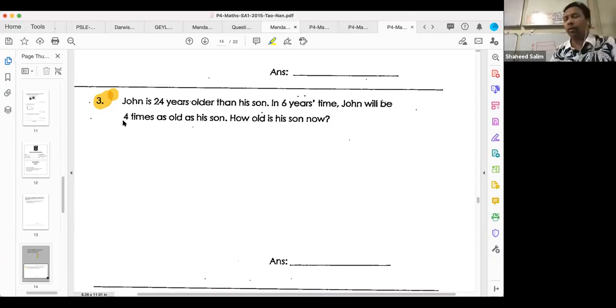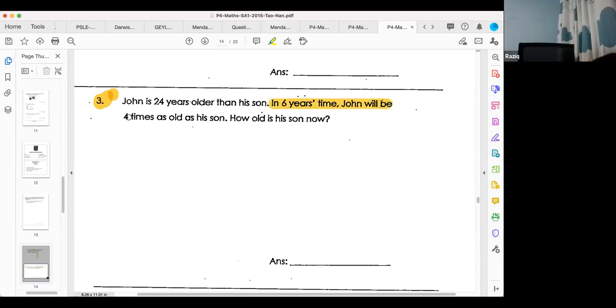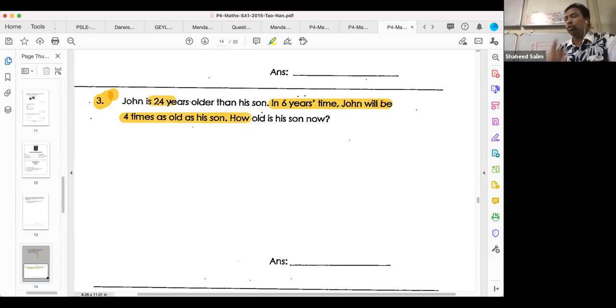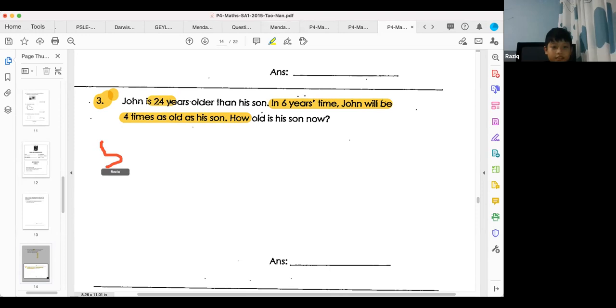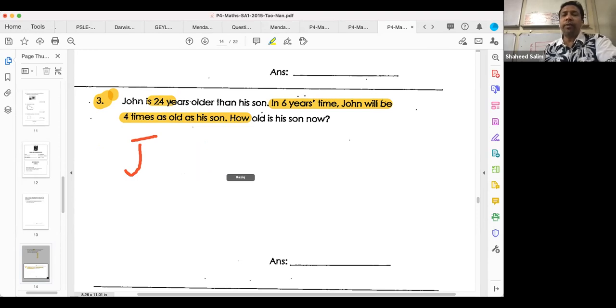You've got to figure out in this question how. You've got to draw the model. Draw the model for 6 years' time first. And then after that, you draw the model. And then 24, you know what to put. You try. No, I'm saying draw the model. Okay, I'll draw for you.